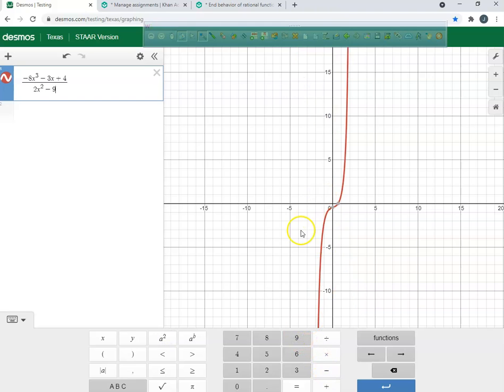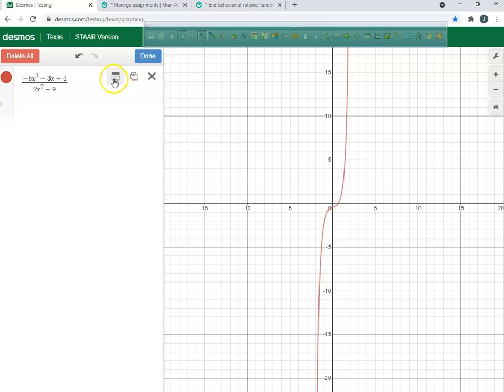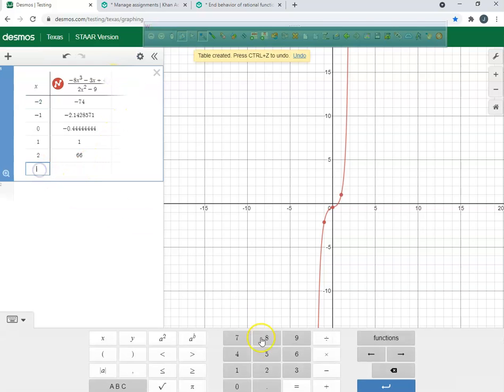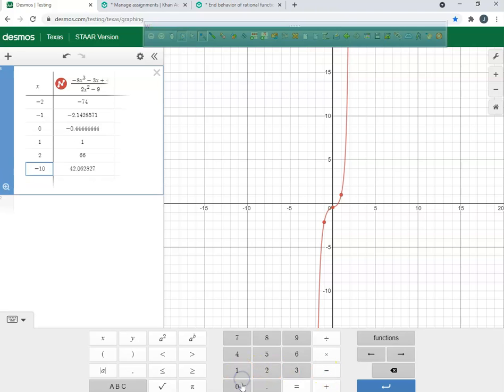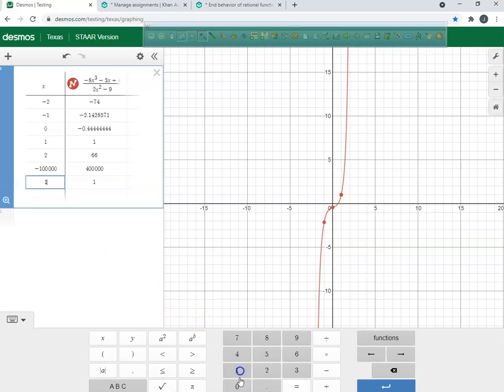Okay? So there's your graph. But what I'd like you to do is make a table. And we're going to type in a number that approaches negative infinity, like negative 10, and then negative 100, and then negative 1,000. What's happening to my y values as I'm doing this? They're getting positive, right? It's going up, so it's going to positive infinity. Well, what if I start with a 10, and then 100, and then 1,000, and then 10,000, and then 100,000? What's happening to my y values? They're going down.